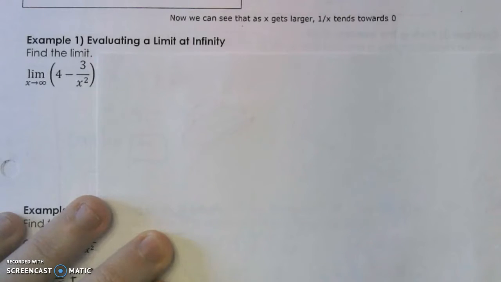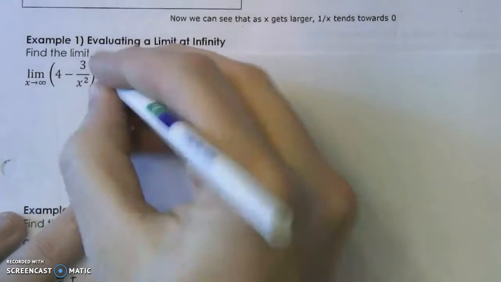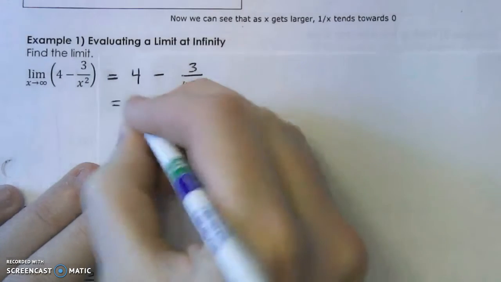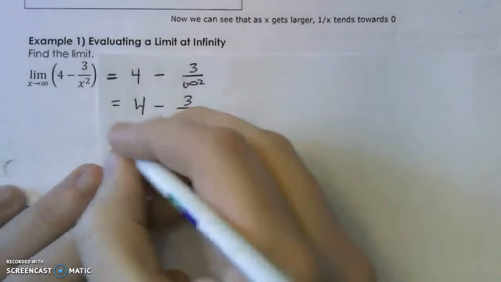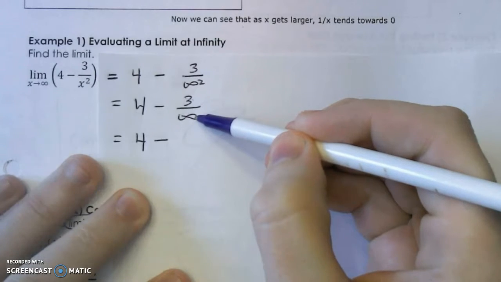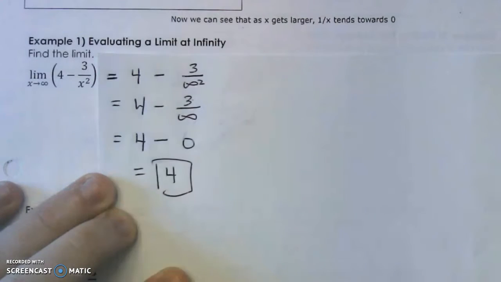So in example 1, we're evaluating the limit. It says find the limit, and here we're taking x to infinity. So we can use direct substitution here. If we plug in infinity, we're going to have 4 minus 3 divided by infinity squared. And then infinity squared is just a bigger infinity. And so then we get 4 minus a number divided by infinity, which we just said with those theorems at the top equals 0. So the answer is 4 for example 1.